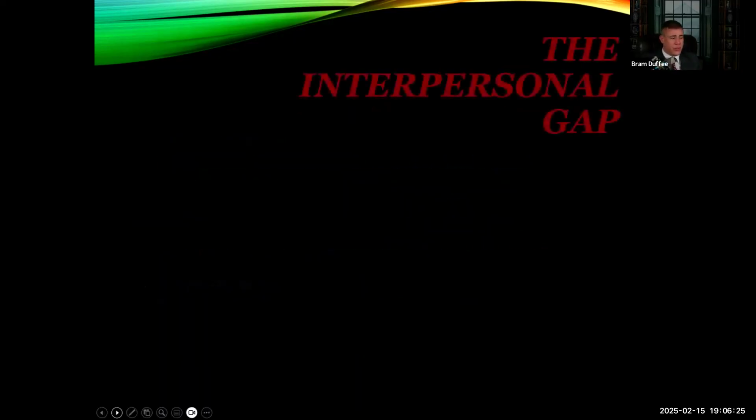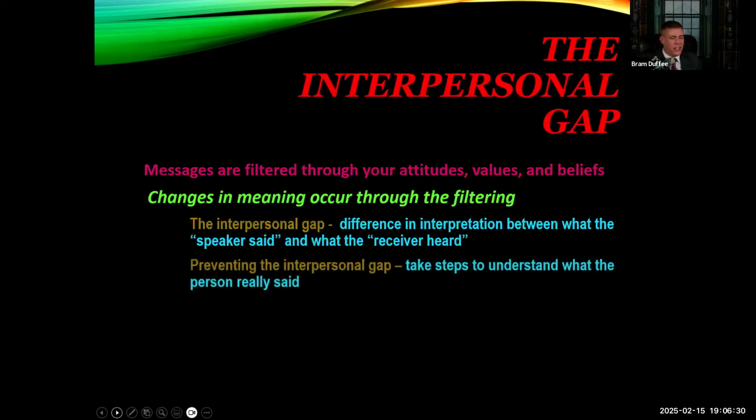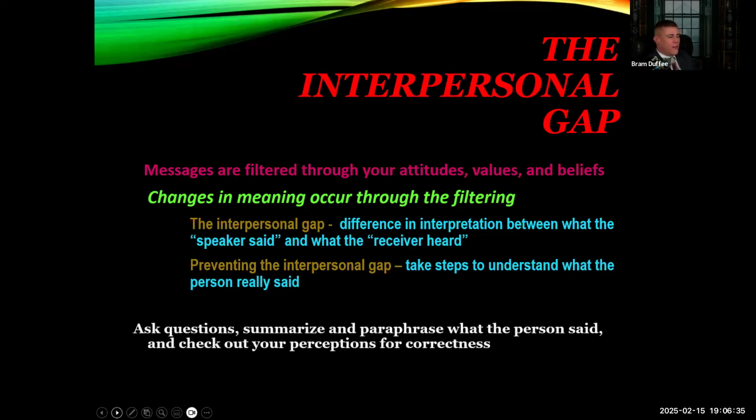Next, I want to talk about the interpersonal gap. Have you ever walked away from a conversation feeling like the other person totally, completely misunderstood what you said? That happens. Or maybe you interpreted someone's words one way only to find out later that they meant something entirely different. Well, that is what we're talking about when we talk about the interpersonal gap in action.